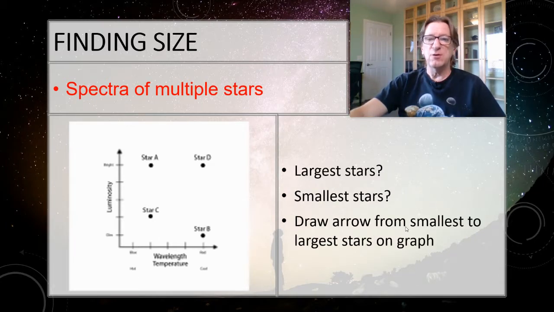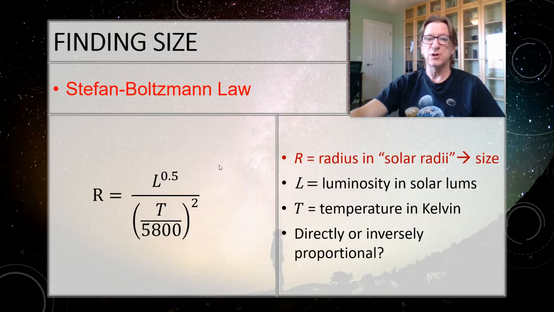Drawing an arrow then from the smallest stars to the largest, that's going to go this way. That's from the smallest stars to the largest. So this way would be small, this would be large. Remember, don't get confused. When I was talking about those diagonal lines, those are ones that are the same size, but it increases from here all the way up to here. So each one of those diagonal lines would be a larger and larger star.